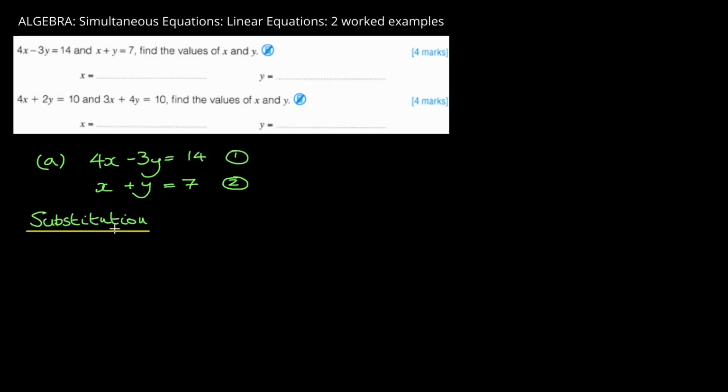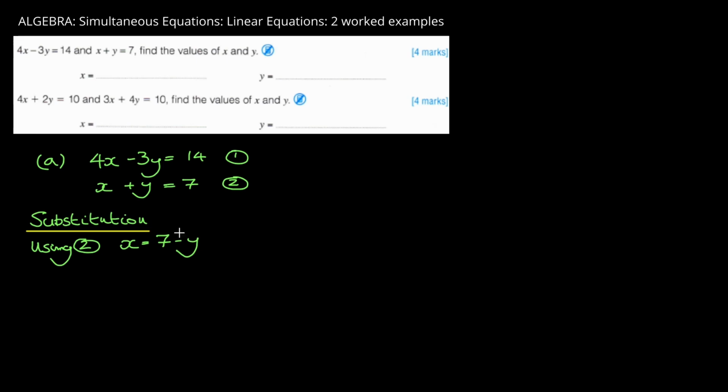Now, this method involves finding x in terms of y or y in terms of x from one of the equations and popping it into the other one. It's clear, hopefully, that equation 2, we've just got to do a tiny bit of rearrangement and we can get x on its own or y on its own. It doesn't actually matter. Let's try x. We get that x is equal to 7 minus y. I've just taken y from both sides of the equation.